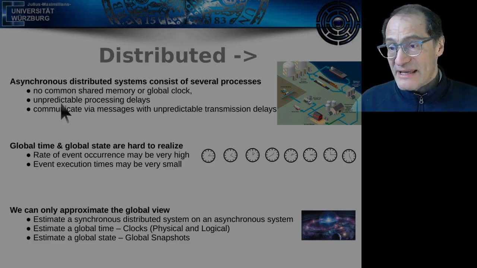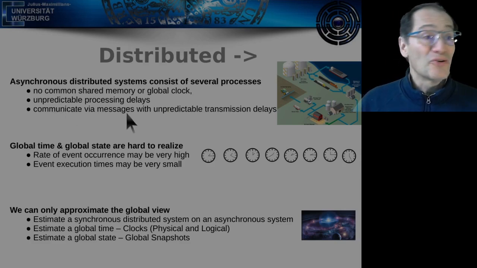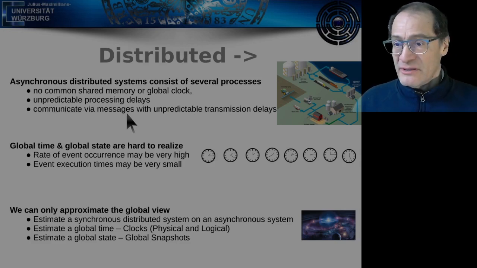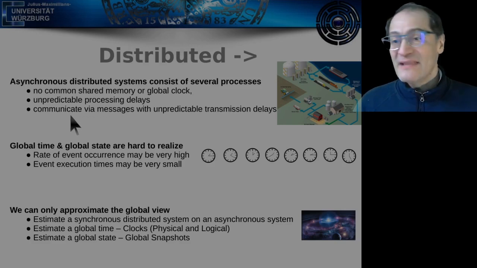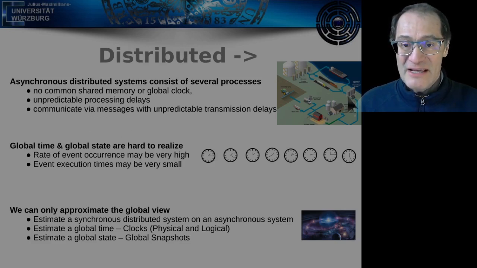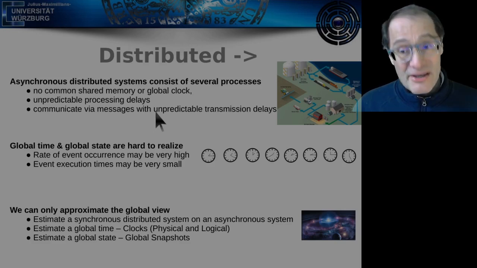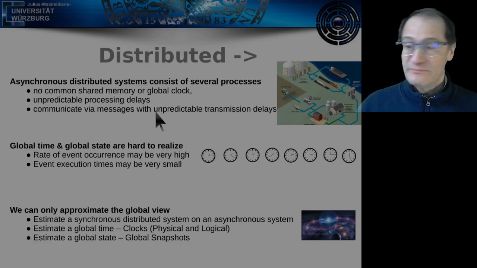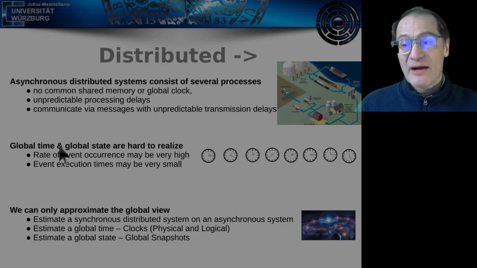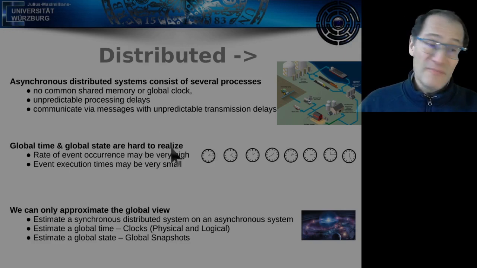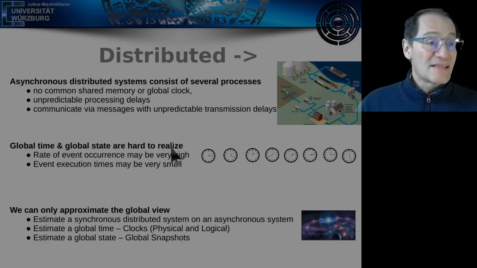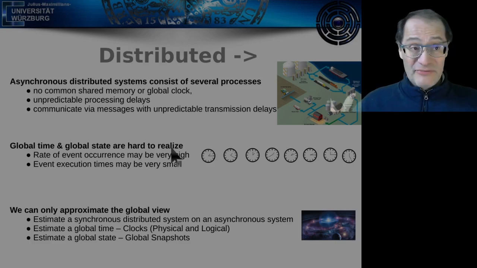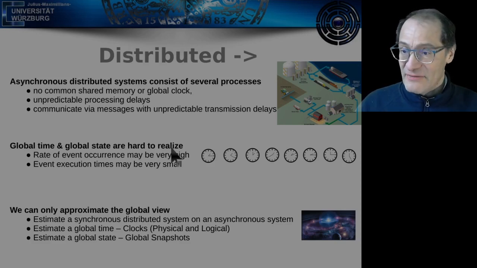Then we have unpredictable processing delays. We cannot be sure how long each execution of each process will take, sometimes long, sometimes short. We communicate via messages over links between different nodes, and the communication delays are unpredictable too. So there are a lot of unknowns which we have to handle. It's really difficult to realize a global time and global state. The global state is distributed over many nodes in physically distributed systems, so to have a consistent view of everything will be very difficult.